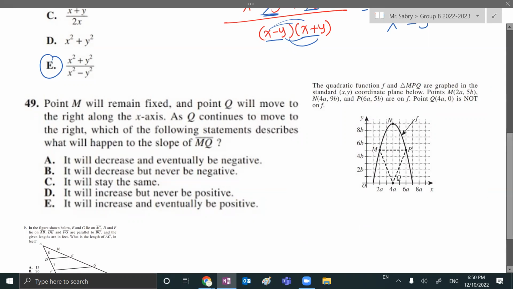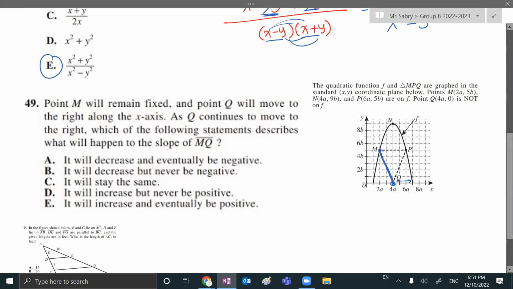He's saying that point M will remain as it is, but point Q will move. So this is the line that we're talking about, MQ. Imagine if I moved Q along the x-axis to the right. So the line, right now, has a very low negative slope, correct? Yes. Now, when this is a very low negative slope and then it becomes this way, is this a higher negative value or a lower negative value? It should be lower. Yes, and then it becomes this one, which is 0. It's not lower, actually, it's increasing.